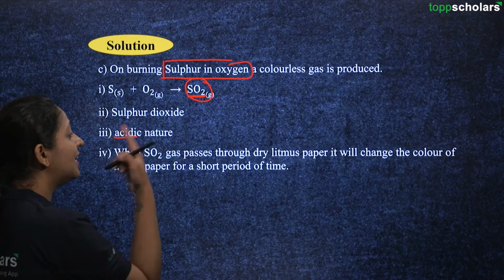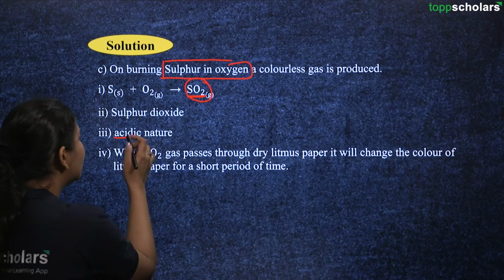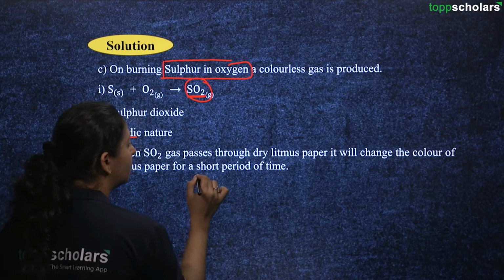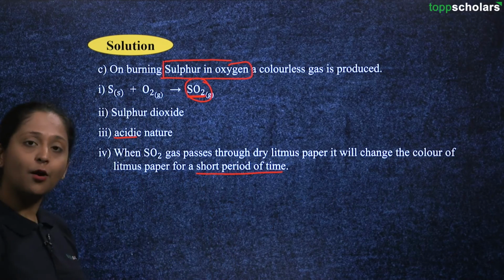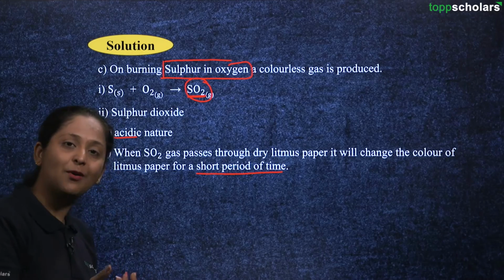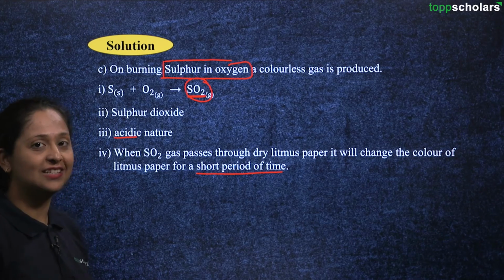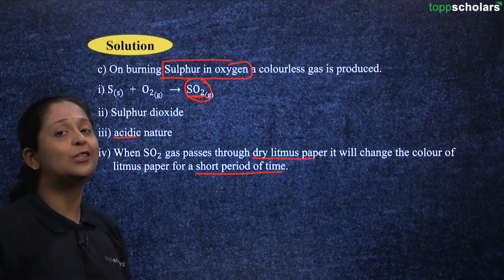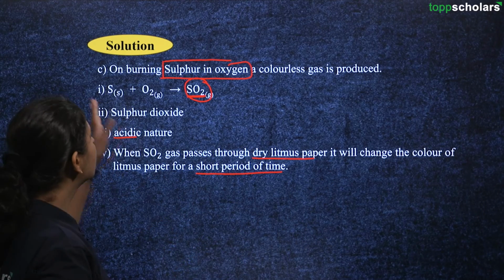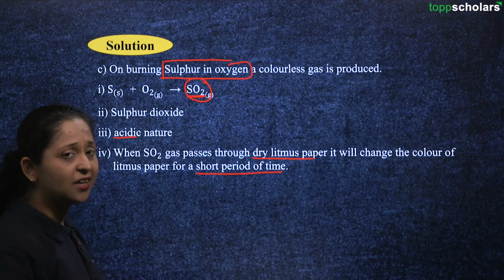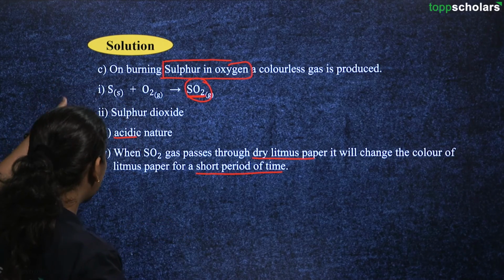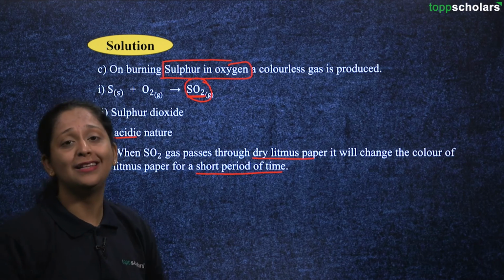And if you do the litmus paper test, because it is acidic in nature, it will change the color of the litmus paper for a very short period of time, because it's a gaseous molecule, right? You don't have it in higher concentration. So if you check it through moist litmus paper, it will show you the color change. So students, don't you think this was such a simple question, the reaction between two molecules, and you can write the properties very easily accordingly?